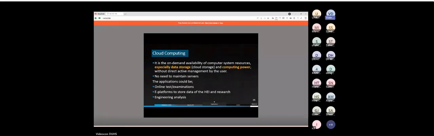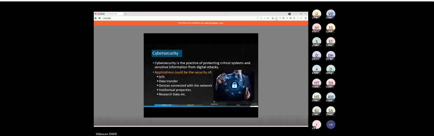So we should have some e-platform systems where we can store the data, and those places should be reliable where we can fetch the data as well. We are also practicing that. We can of course do the analysis on cloud-based systems too.